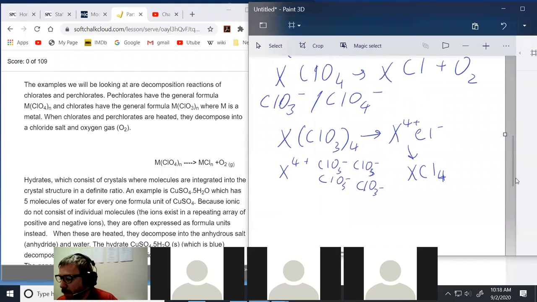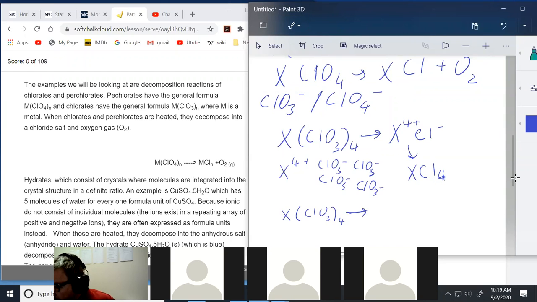Okay. So to do the final balancing here, once we figured out the formula of the solid there, so it's X(ClO3)4 gives XCl4 plus O2. So we look at the number of oxygens here. We've got 3 times 4 is 12, so we need a 6 in front of the O2 here. All right, any questions about that?